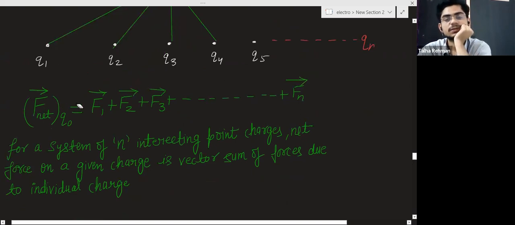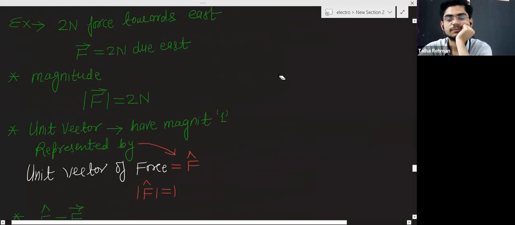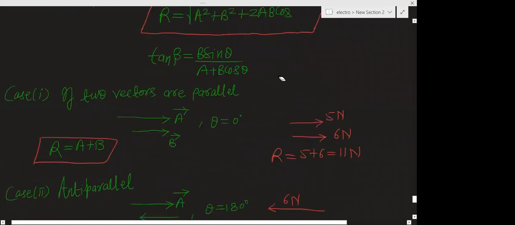Okay. And what we have done in the previous question, there are only three charges, means F1, F2 and Q0, there are three charges. So I have added these two forces there. So we can also say now, we have followed the superposition principle. Okay. Yes, sir.